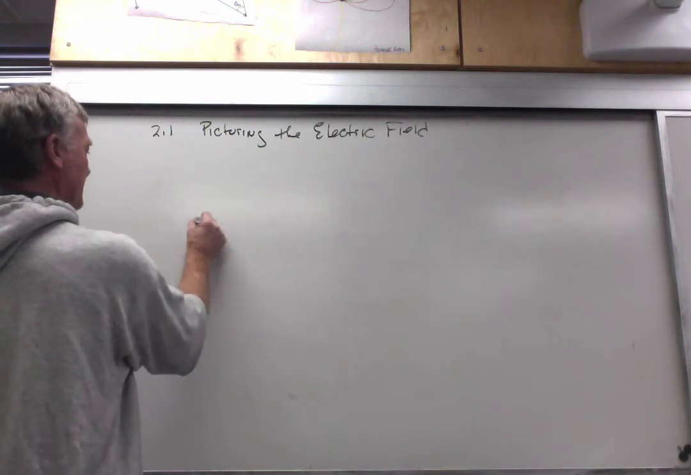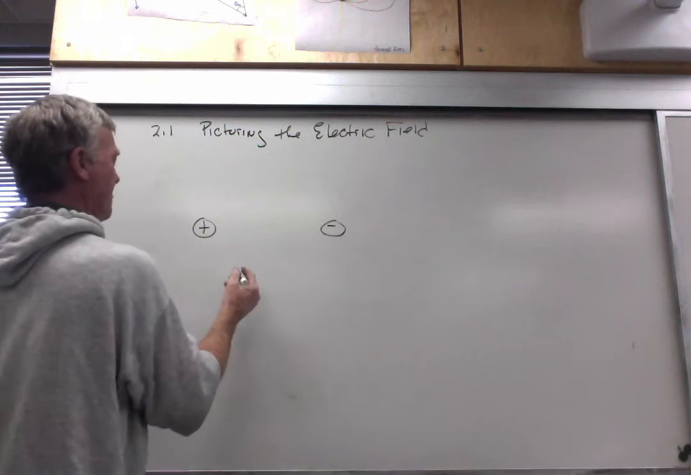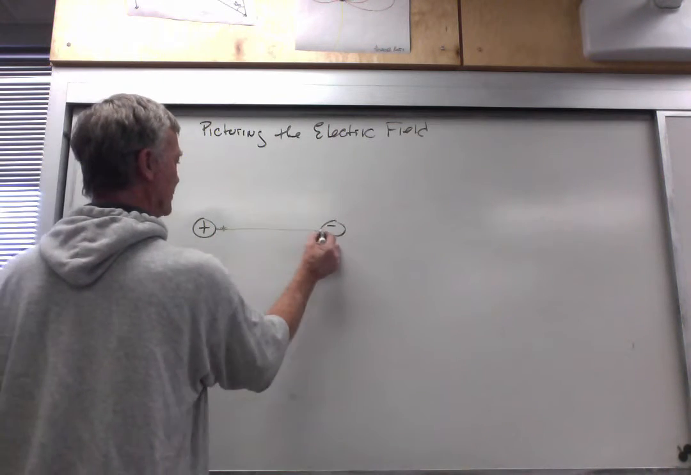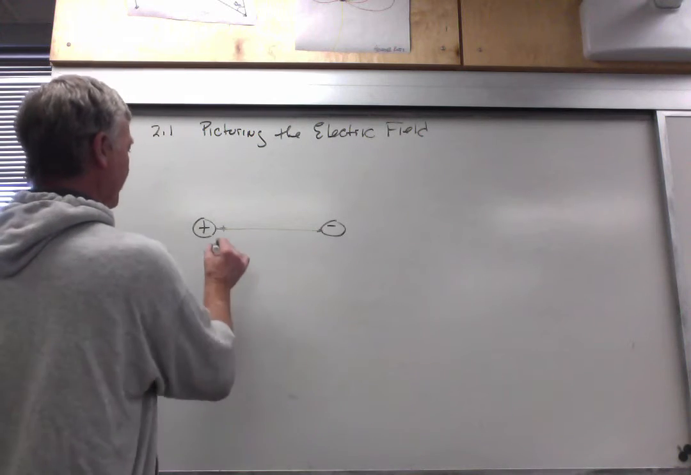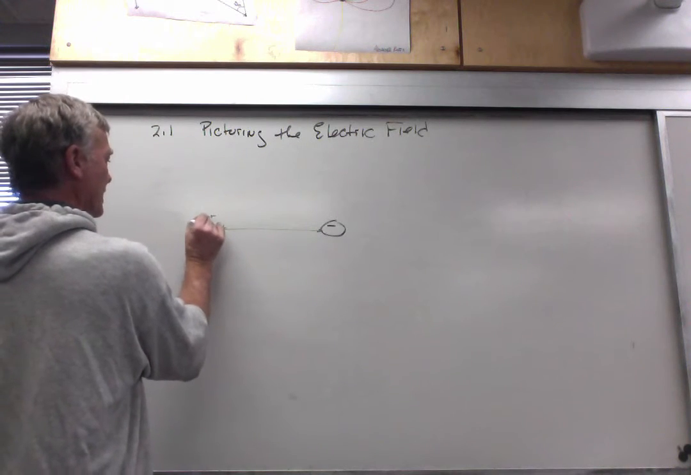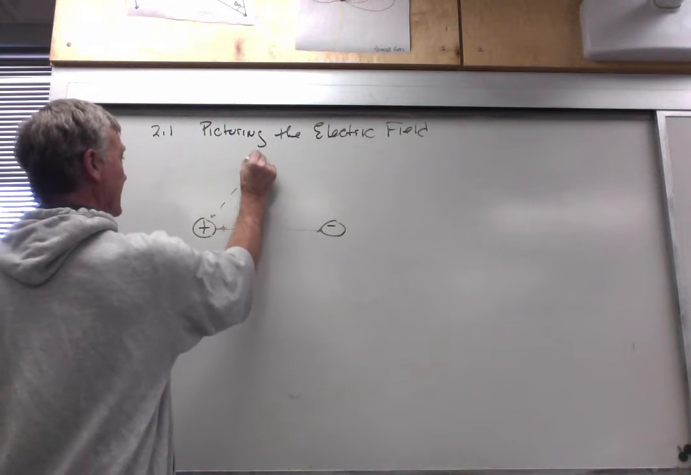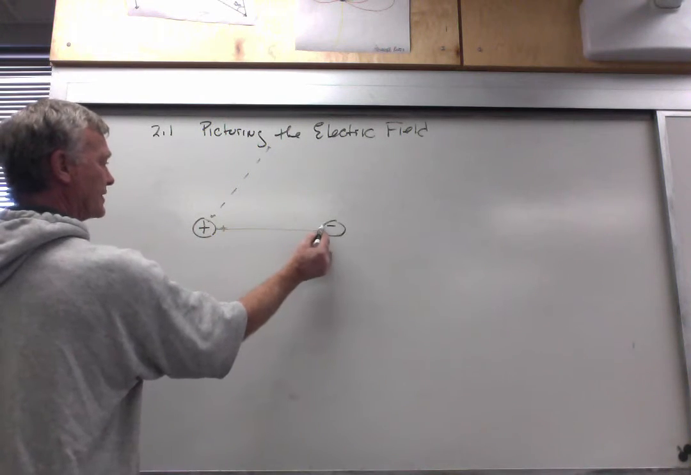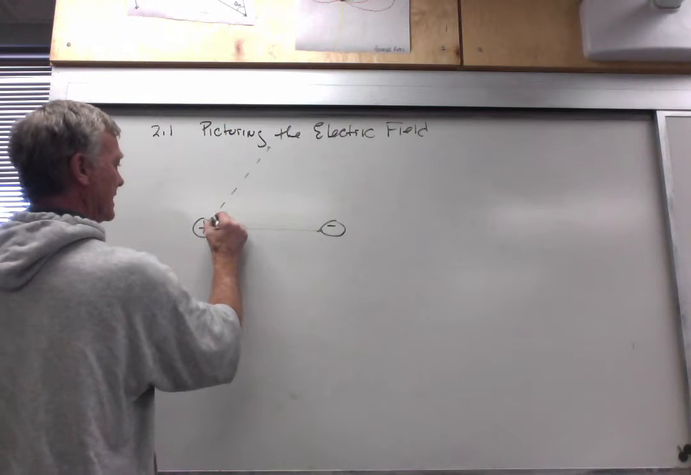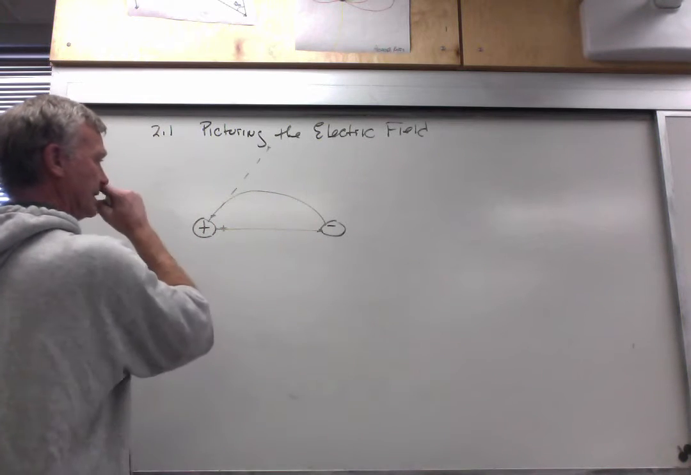Let's say I had a positive charge and a negative charge. If I put a charge right here, this would go straight across. It would be repelled by positive, attracted to negative. If I put a positive charge here, if this wasn't here, it would just take off like that. But at some point, in fact, right at the beginning, there's going to be a tug from this. And so this actually ends up looking something like that.